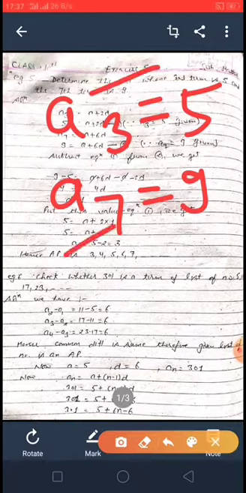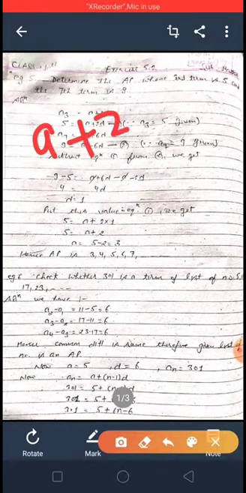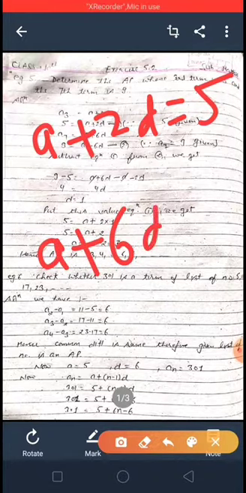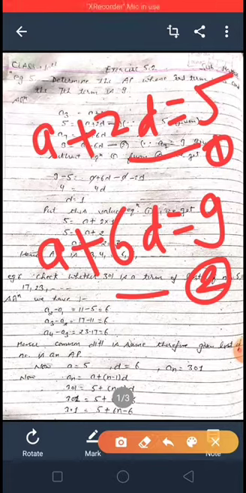Clear? Now A3 means A plus 2D, which is equal to 5, and seventh term means A plus 6D is equal to 9. So this is our first equation and this is our second equation. Now we have to find out the value of A and D from these two equations. Here you can use any method, like the elimination method or the substitution method.